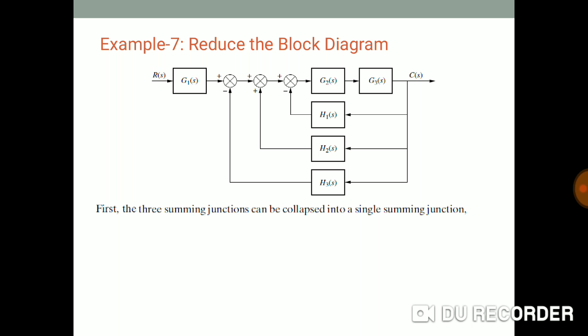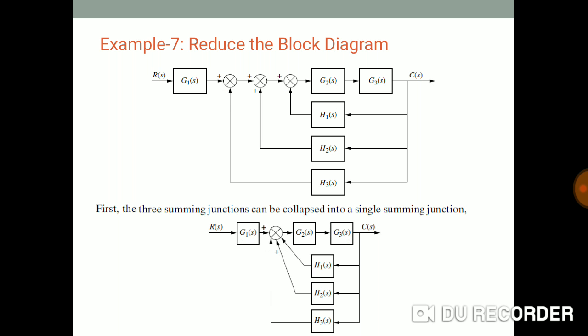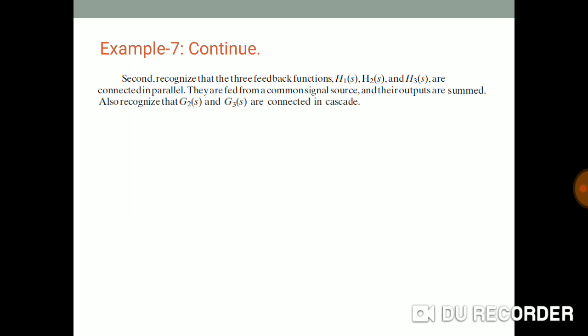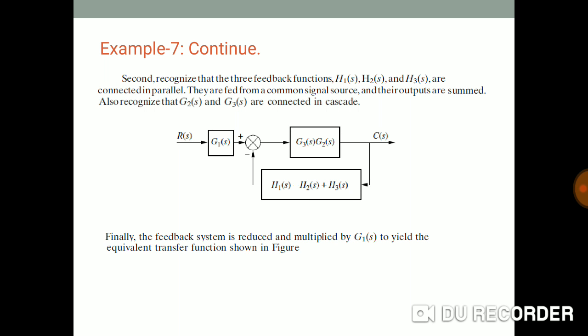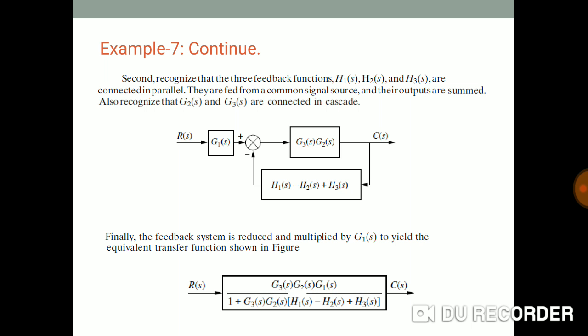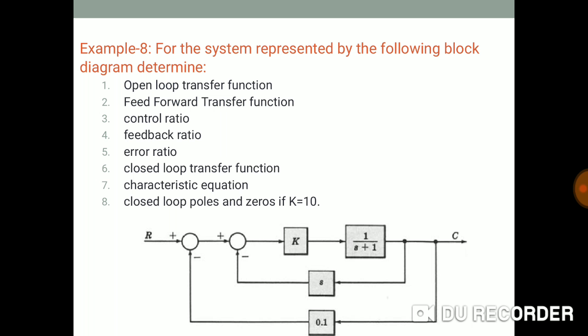Here, we are going to eliminate the first two, then one by one. Finally we will get the answer. It's a very simple example, and we can easily find the answer. Therefore the final answer is g3(s) g2(s) g1(s) divided by 1 plus g3(s) g2(s) [h1(s) minus h2(s) plus h3(s)].